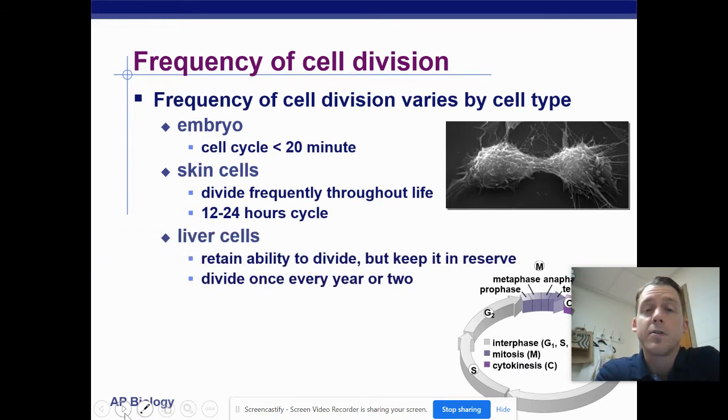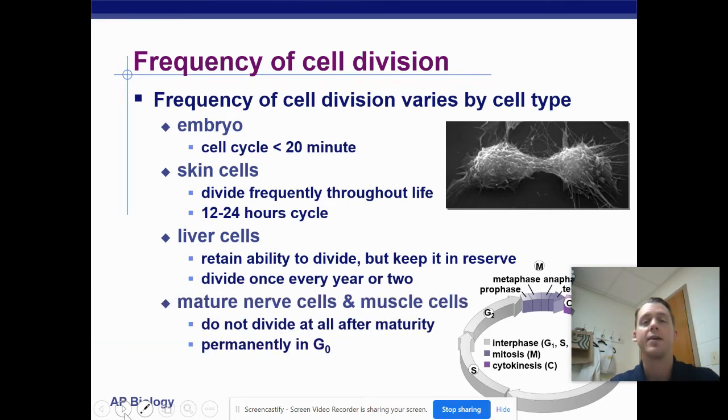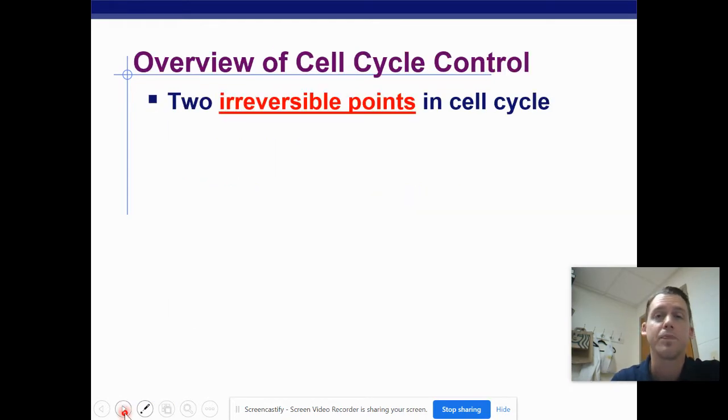Your liver cells keep their ability to divide in reserve, but they might divide every year or two, so they divide pretty slowly. And some cells, like mature nerve and muscle cells, will never divide because they are permanently in G0. So there are two irreversible points in the cell cycle.